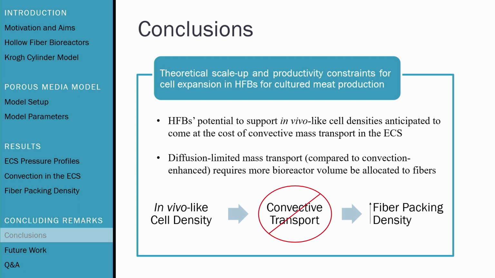So key conclusions from this work are that hollow fiber bioreactors' potential to support in vivo-like cell densities is anticipated to come at the cost of convective mass transport in the ECS. And what this means is that diffusion-limited mass transport, rather than having convective enhanced transport, requires more bioreactor volume to be allocated to the fibers.